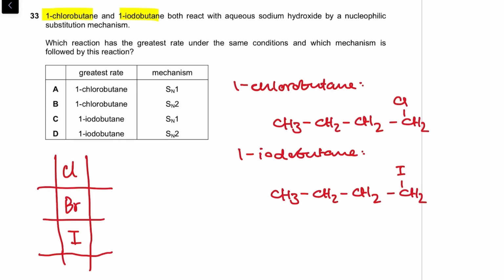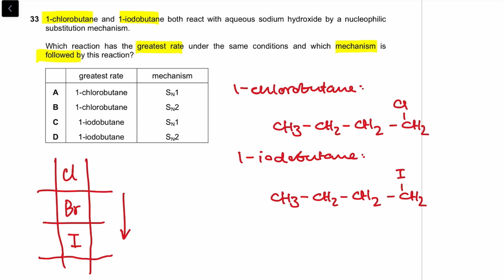Question number 33. 1-chlorobutane and 1-iodobutane both react with aqueous sodium hydroxide via a nucleophilic substitution mechanism. Which reaction has the greatest rate under the same conditions, and which mechanism is followed by this reaction? Something that's really important to understand is that as you go down the group, hydrolysis becomes a lot faster. That is because the C-Cl bond is the strongest and the C-I bond is the weakest. Therefore, it requires a lot less energy to break the C-I bond, and so it can undergo nucleophilic substitution at a much faster rate.